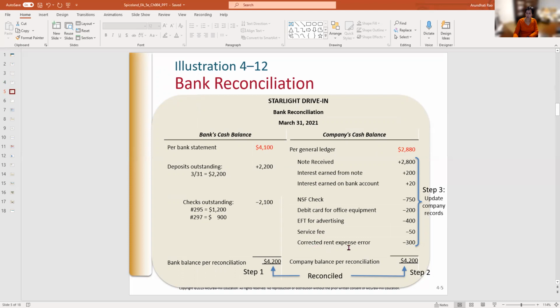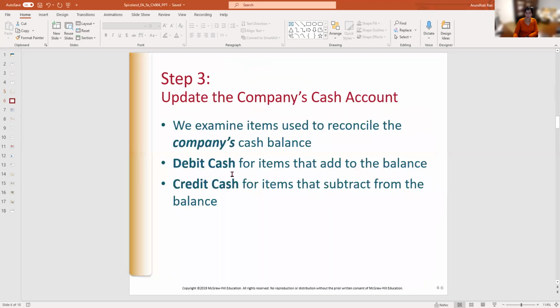And here the error correction could be a plus or a minus. In this particular example, they're just showing the error correction: you have a minus 300, which means you had subtracted 300 less. Now you're doing that adjustment over here. So once again, we examine items used to reconcile the company's cash balance: debit cash for items that add to the balance, credit cash for items that subtract from the balance.